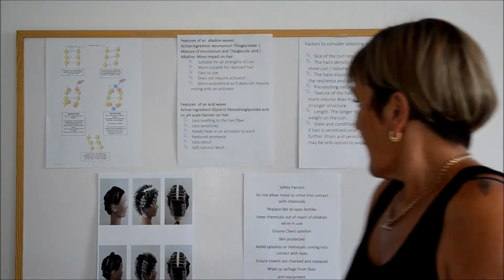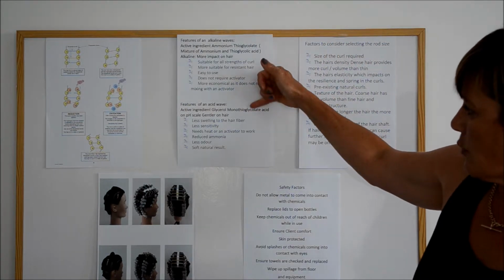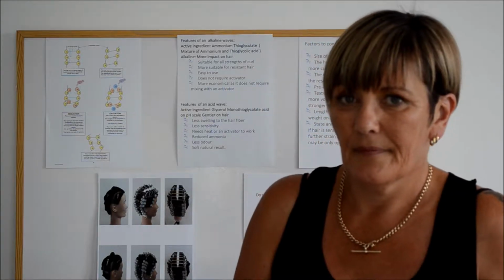So if you are only completing a part perm, where you might be perming perhaps just the nape area or a side area or just a small portion of hair, an acid wave is not a particularly economical way to go. Another feature of an acid wave is that the result is much softer, there's much less odour and there's much less sensitivity in terms of the skin or the hair.